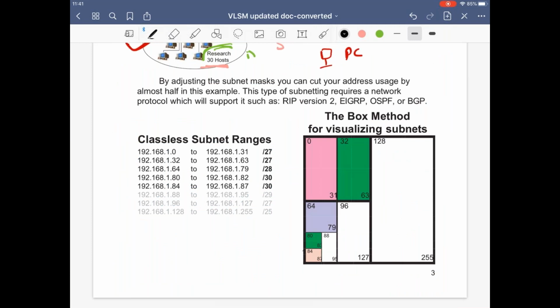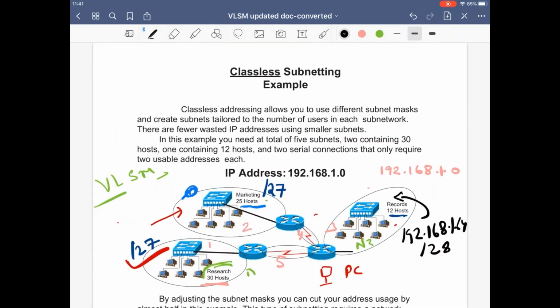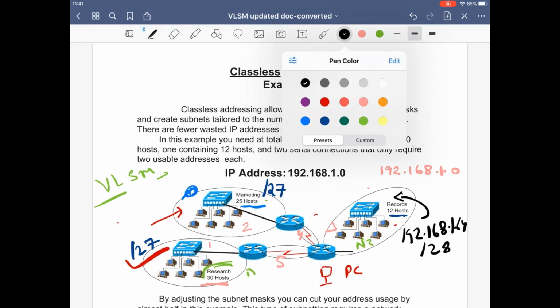64/28 we will use here. We will get the screen. Here you will use 192.168.1.64/28. The slash value will be 28 here.